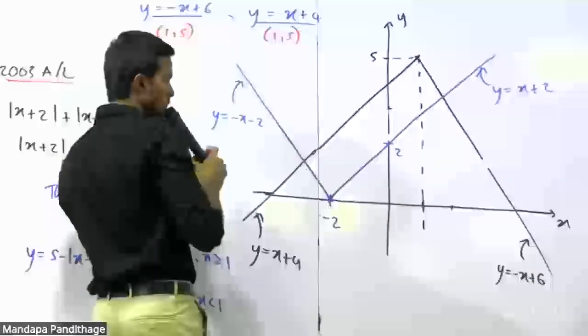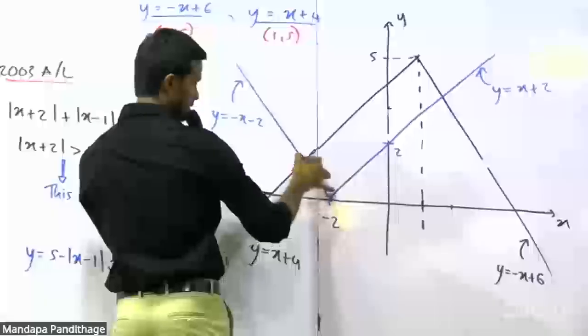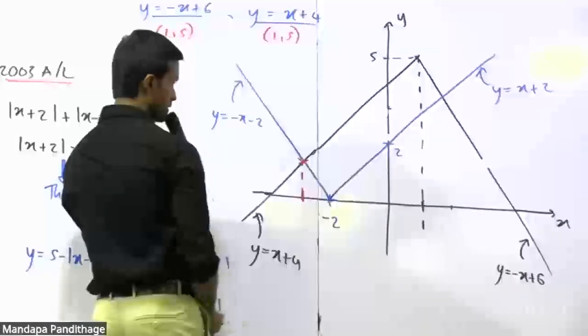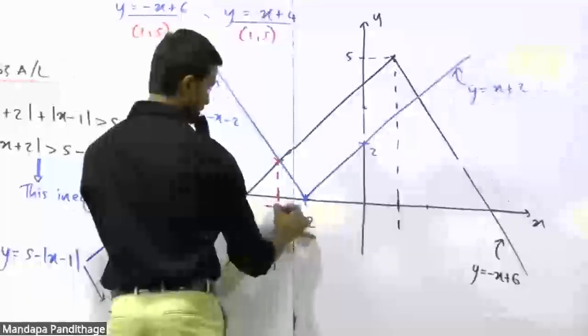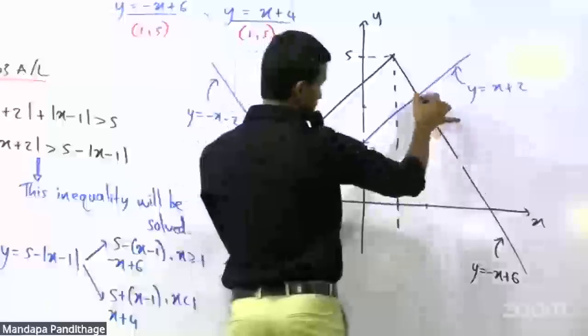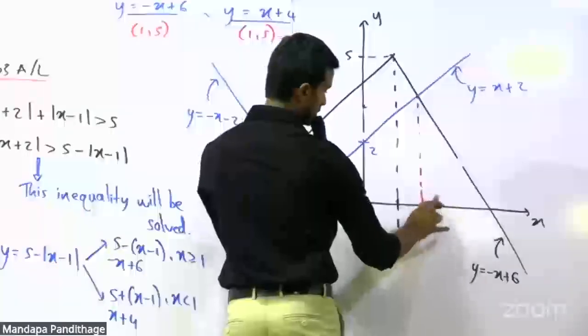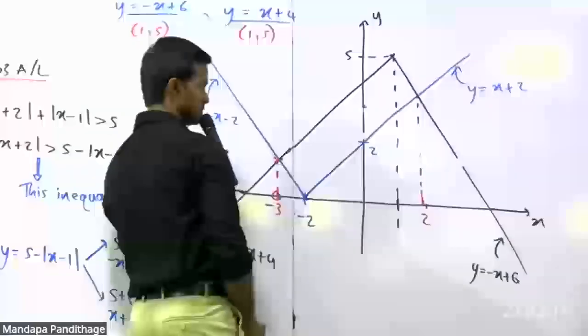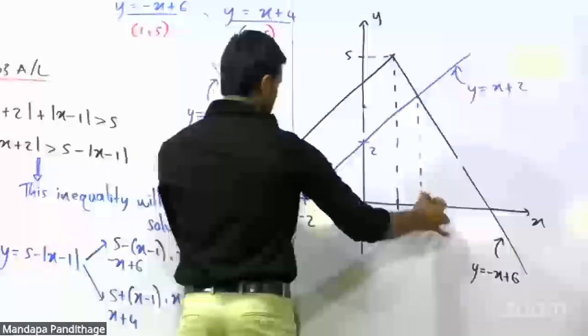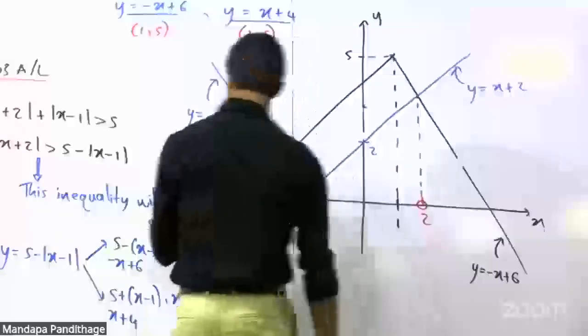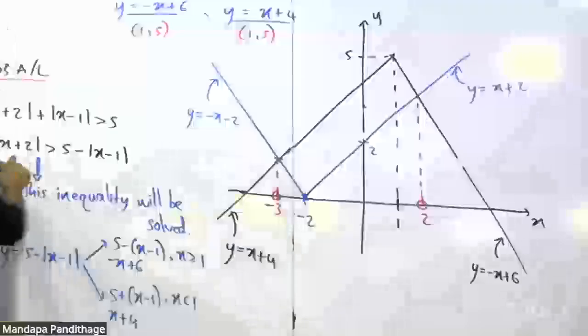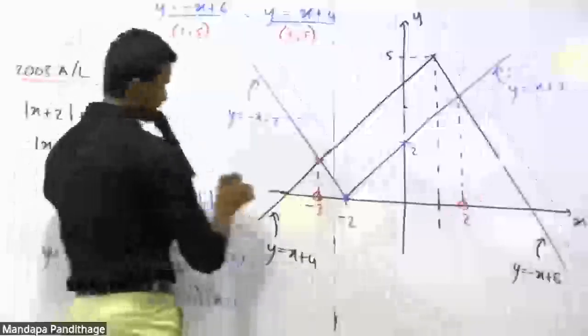So you have two intersection points. This intersection point is minus 3, and this intersection point is 2. So then what is the inequality that you're supposed to solve? The blue colored one is greater. Okay, it's clear. The blue colored one is greater.